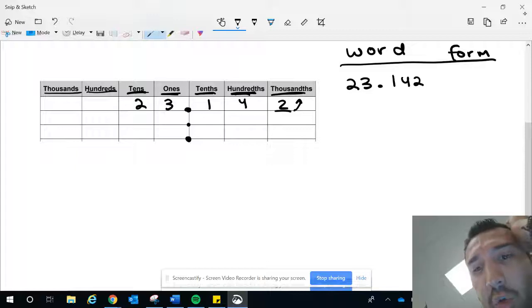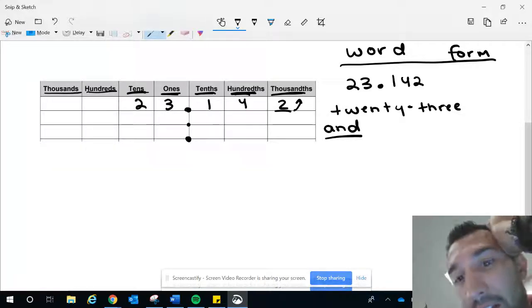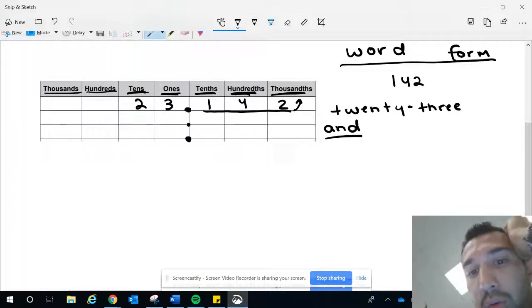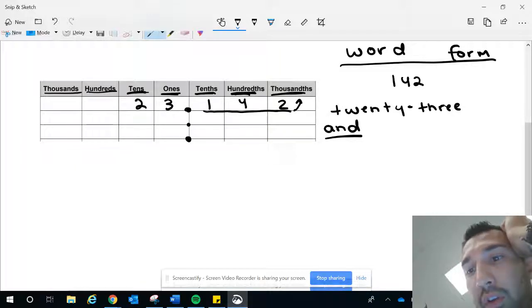How do I say it? 23. I put a hyphen when I say double-digit numbers, 23. Remember, the decimal means and. So 23 and now I just say this whole number. If I block out 23 and the decimal, what number is that right here? It's 142.